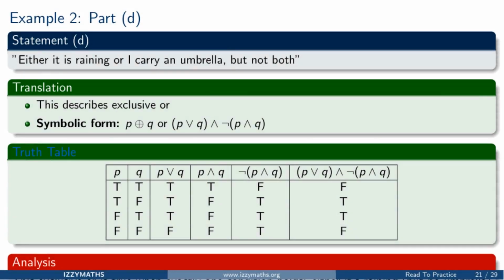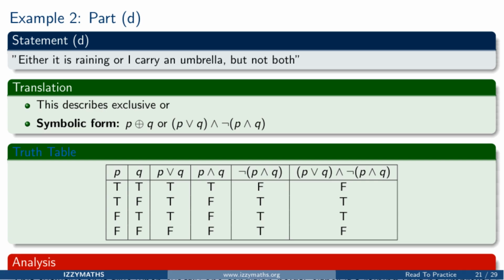Statement D. Either it is raining or I carry an umbrella, but not both. This describes exclusive or. We can write this symbolically as P exclusive or Q, or equivalently as the conjunction of P or Q and not the conjunction of P and Q. Let's build the complete truth table.